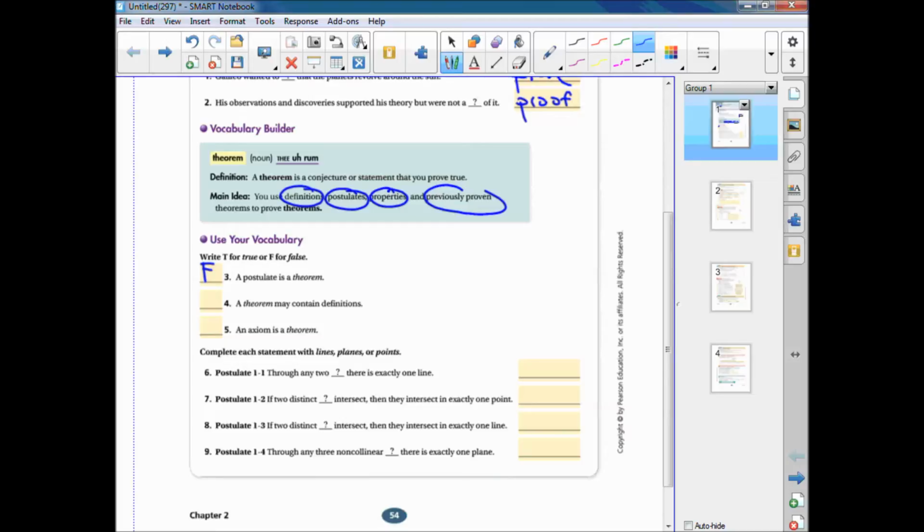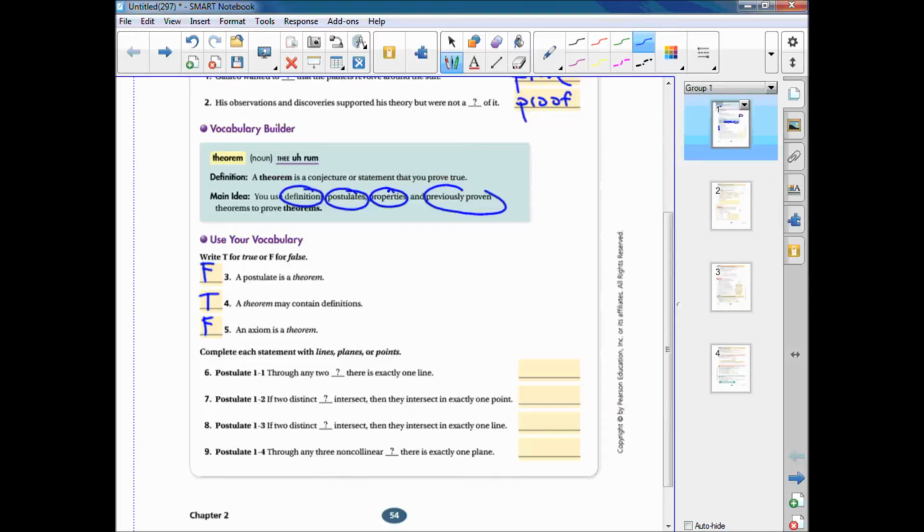We can't prove that because we have to look at every example of two lines we could come up with. And there's billions and billions, so nobody could sit and do it. So we use inductive reasoning to come up with that postulate, but it's not proven. A theorem may contain definitions. This is true. We can put definitions in the theorem. And an axiom is a theorem. This is false. Way back in chapter 1, section 2, we learned that postulate and axiom were different words for the same thing.